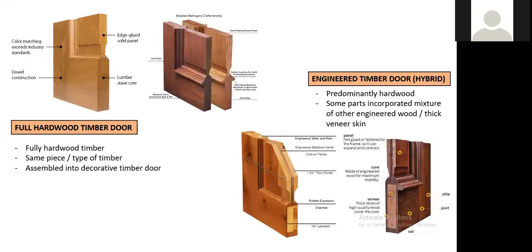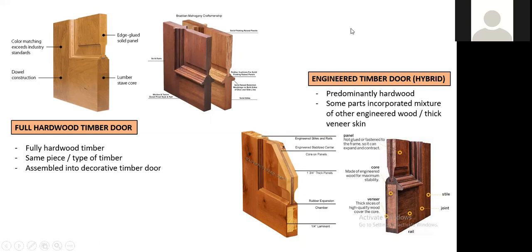Okay, we go to the first one first. It's the hardwood timber door. For the hardwood timber door, there are two types. One is the full hardwood timber door, which is the conventional one. But it's very expensive now because basically the whole door will consist of fully hardwood timber. Okay, it's the same piece and same type of timber also, and then assembled into a decorative timber door. So maybe it's the same piece of wood, but they may not have that kind of weave from that timber. So they may cut into small pieces and then they assemble into this door leaf.